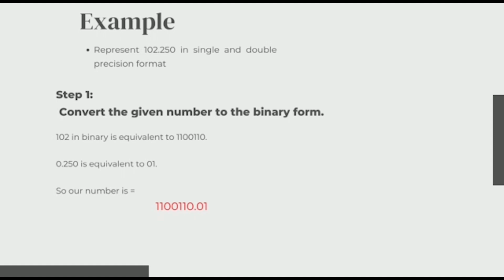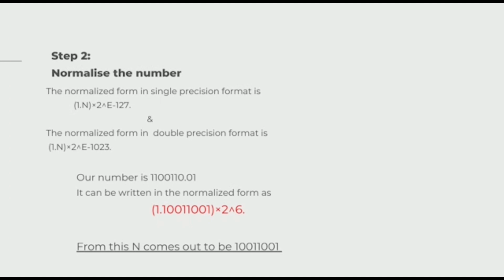So let's move on. The next step is to normalize the number. The normalized form of the single precision format is 1.n times 2 to the power e minus 127, and of the double precision format is 1.n times 2 to the power e minus 1023. As our number is 1100110.01, it can also be written as 1.10011001 times 2 to the power 6. As here the base is 2, it is 2 to the power 6. If it was 10, we would have written it as 10 to the power 6. From this we can see that our n will become 10011001. Just keep it in mind, we will need it in the later stage.